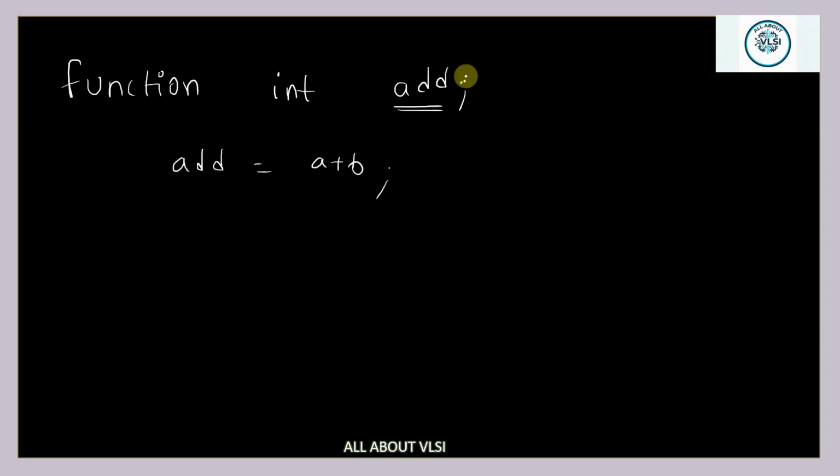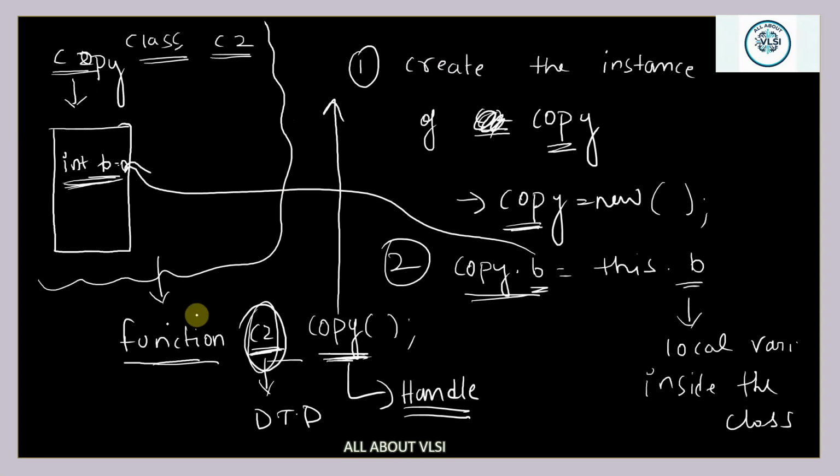Do you all remember? I told you, right? If I have a function return data type and this is my function name, I can use this function name as my variable. Here also I'm doing the same thing. The function return data type is C2, and copy is my function name. So I can use it as my handle over here. Is it clear now?